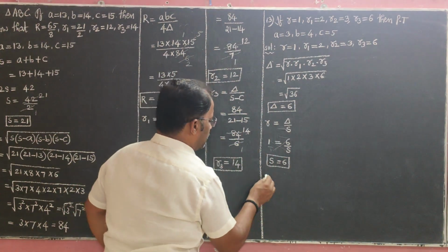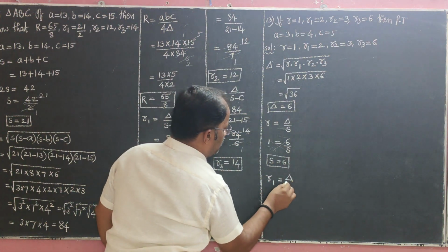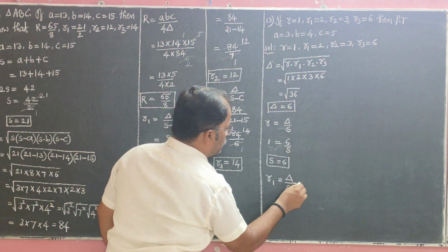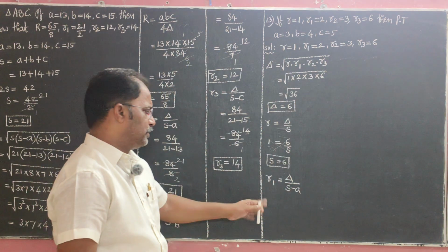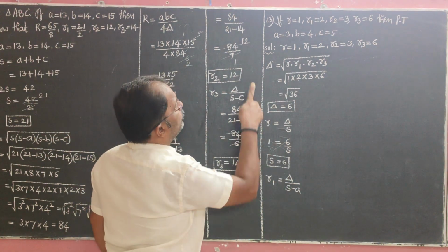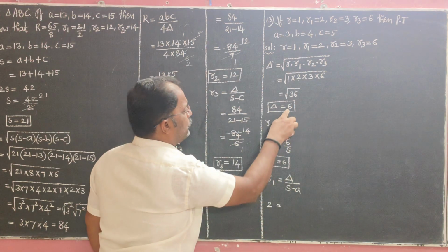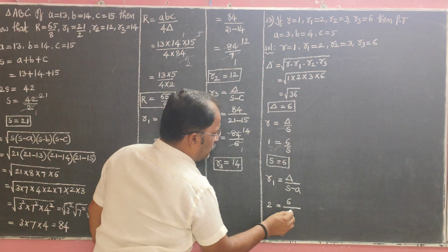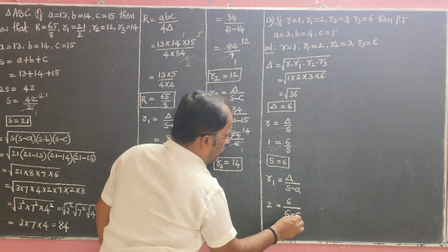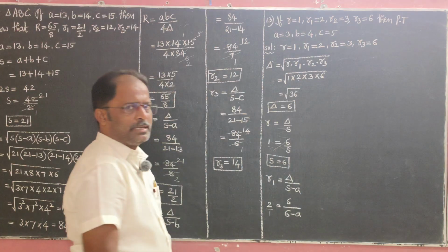Now R is completed. Now the R1 formula, which we already wrote in the previous problem: R1 equals delta by S minus A. What is the R1 value? 2. The R1 value is 2, and what is the delta value? 6. Just substitute the values. And what is the S value? 6. There is no A value, so write it as it is. There is no denominator, so it is 1.